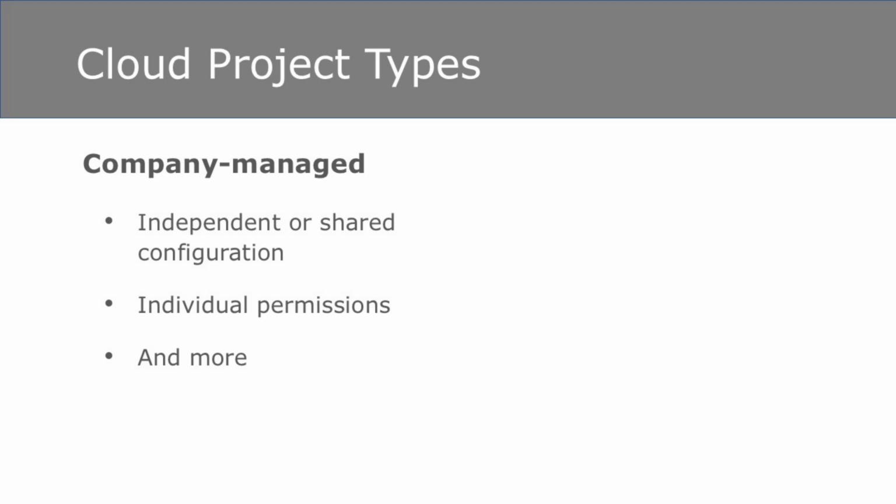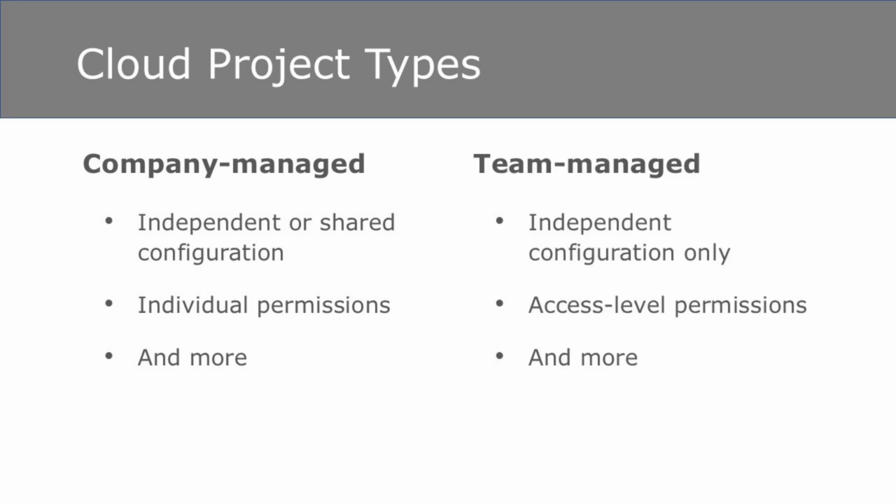Another difference is that the company-managed projects use detailed permission schemes to set individual permissions for users, groups, and roles. Team-managed projects don't share settings, however. Any changes or customizations are specific to the project and don't impact other projects. And permission settings are different. In team-managed projects, you specify an overall access level instead of individual permissions.